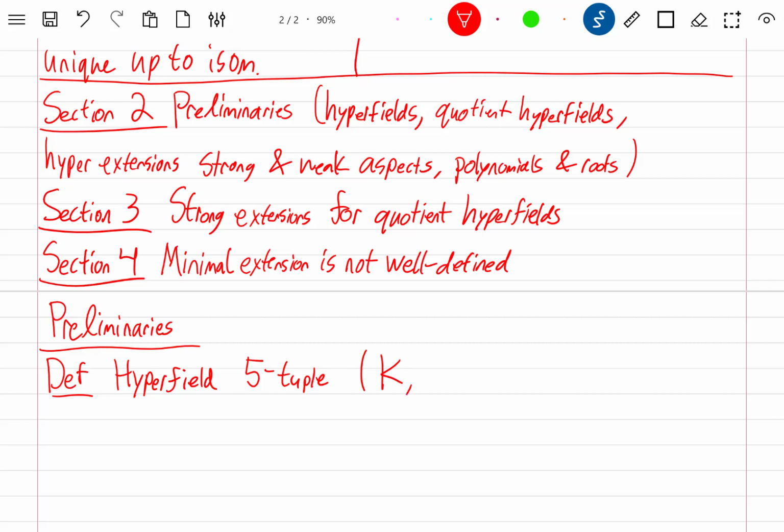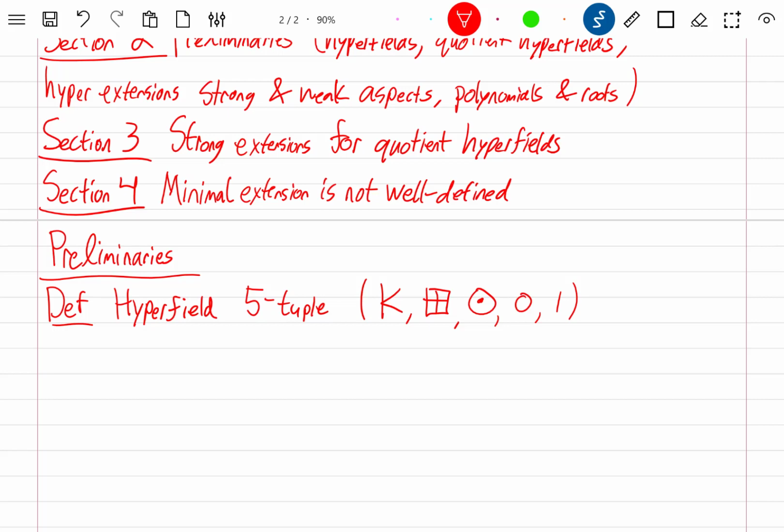The underlying set K, some addition operation, some multiplication operation, a 0 and a 1, where 0 and 1 are elements of K that should satisfy what 0 and 1 satisfy. And it satisfies the following conditions. The first condition is we define K star to be K set minus 0, so all the non-zero elements of our field.